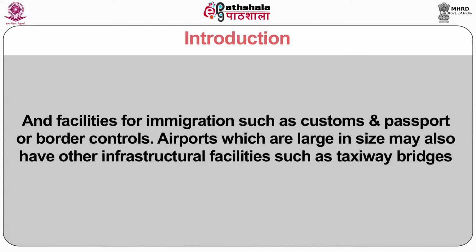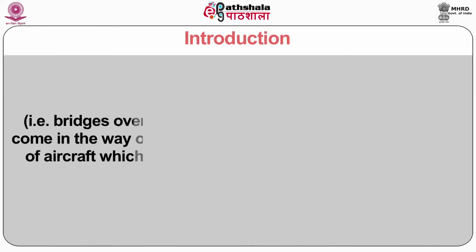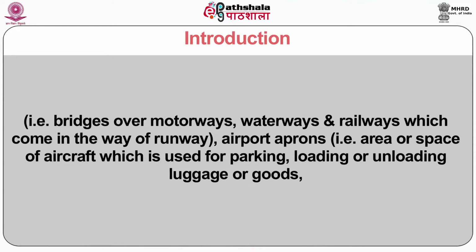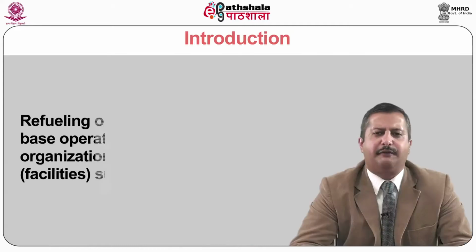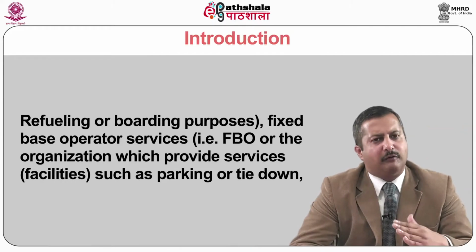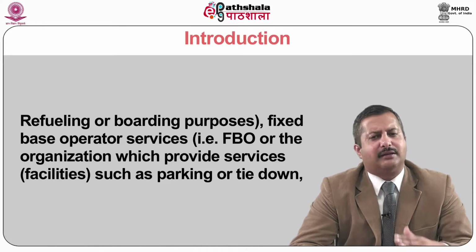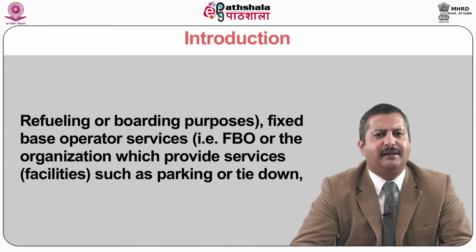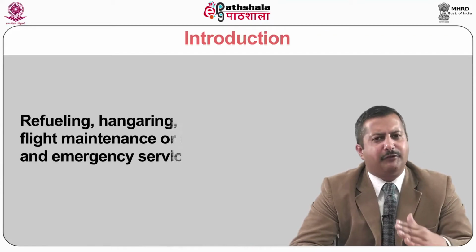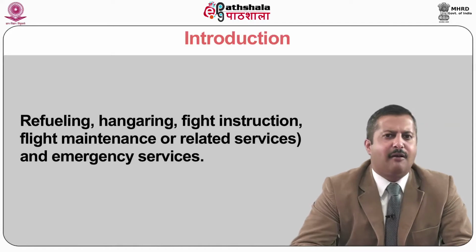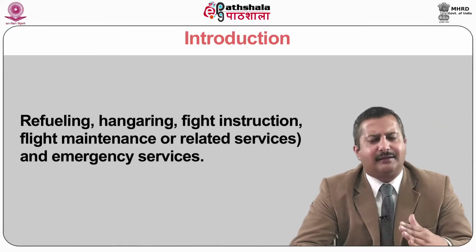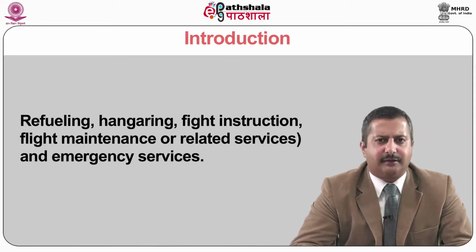Airports which are large in size may also have other infrastructural facilities such as taxiway bridges, which are bridges over motorways, waterways and railways which come in the way of runway. Airport aprons, which are spaces for aircraft used for parking, loading or unloading luggage or goods, refueling or boarding purposes. Fixed base operator services such as the organization which provides services or facilities such as parking or tie down, refueling, hangering, flight instruction, flight maintenance or related services, and also emergency services.